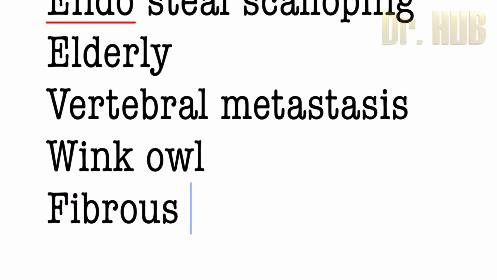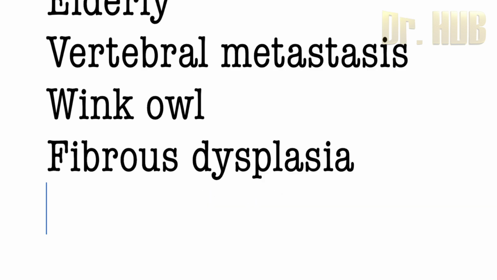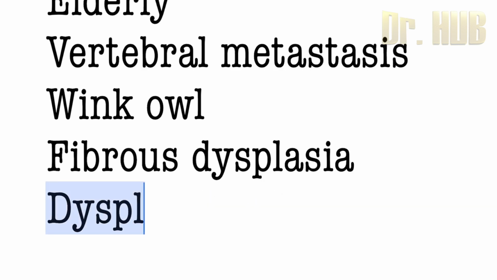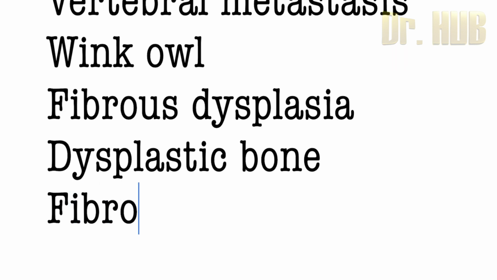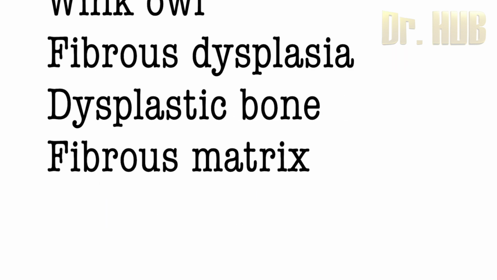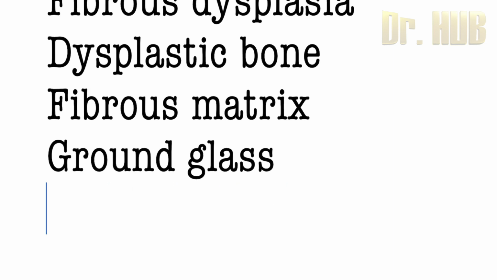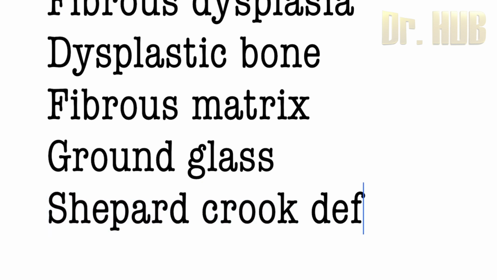Then moving on to the fibrous dysplasia. This has dysplastic bone with a fibrous matrix. There is also the ground glass matrix. In the femur, there is a Shepherd's crook deformity.